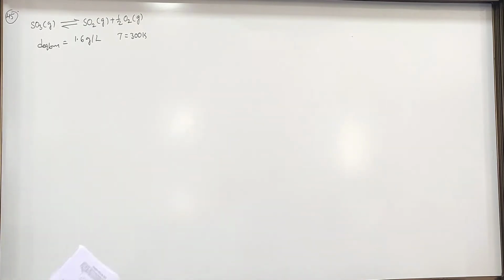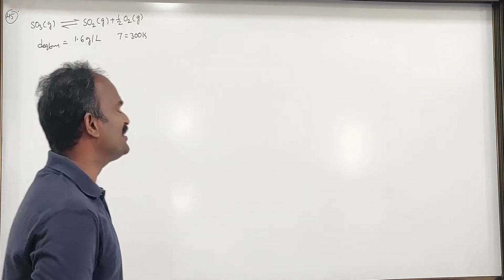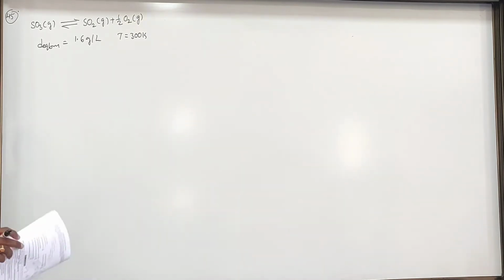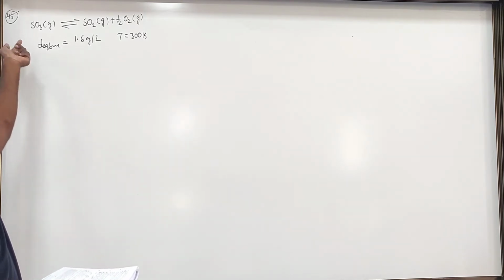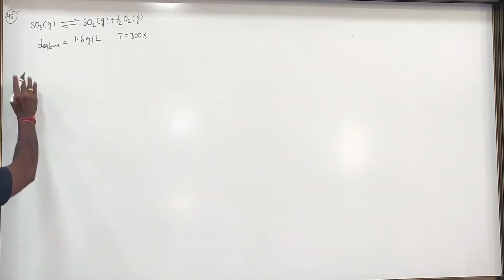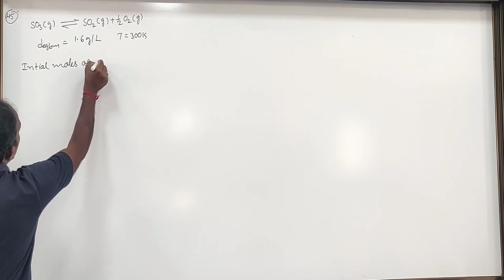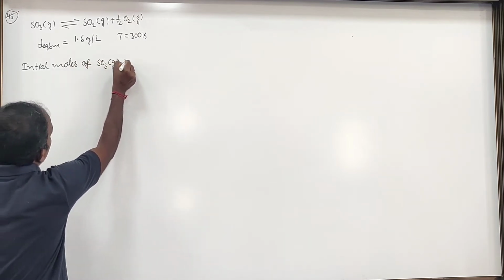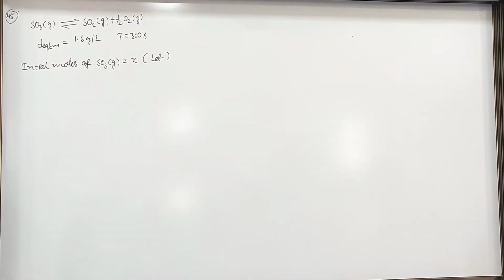Now the point here is they did not mention the initial density. Initial density we don't know. At the same time, initial gram molecular weight we know. But the final or equilibrium average gram molecular weight we also don't know. And this is going to be a good question. Let us consider the initial moles of SO3 gas to be X.